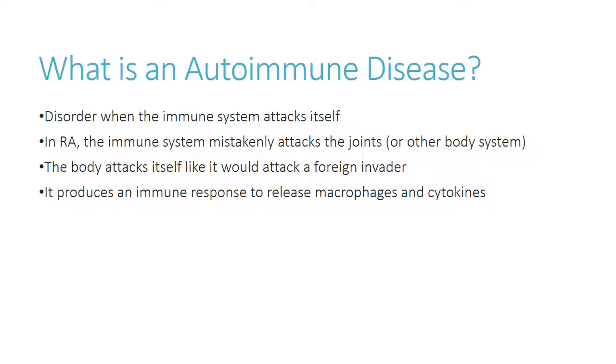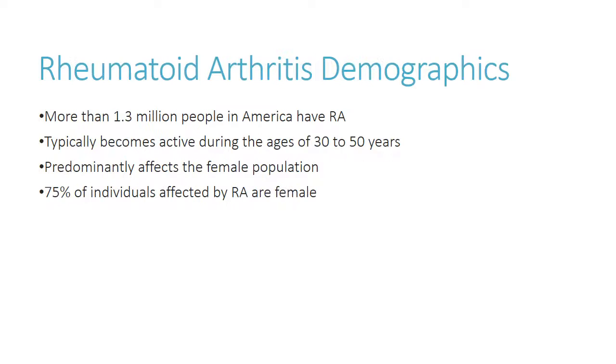What is an autoimmune disease? An autoimmune disorder occurs when the body's immune system attacks itself. In RA, the immune system mistakenly attacks the joints or other body systems. The body attacks itself as if it would attack a foreign invader. It produces an immune response to release macrophages and cytokines.